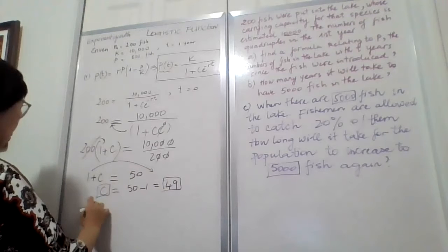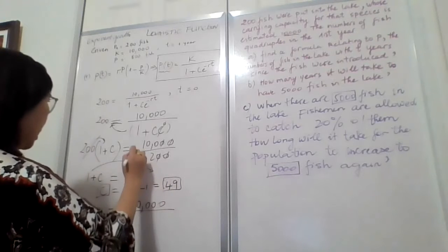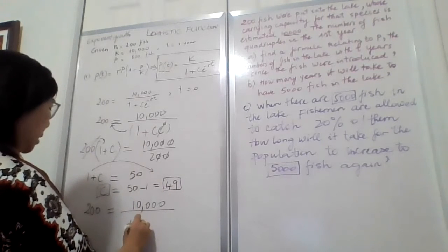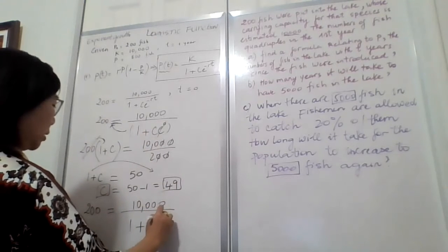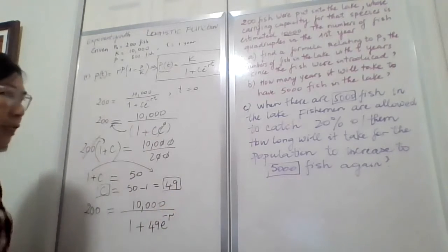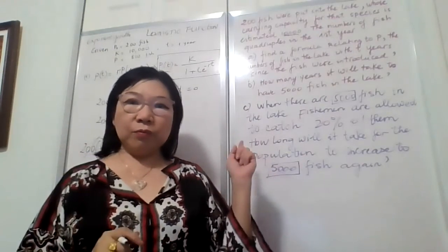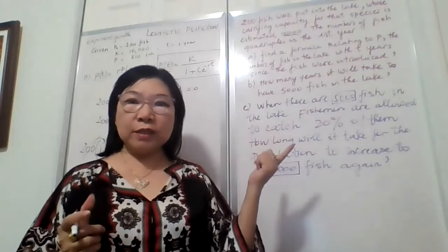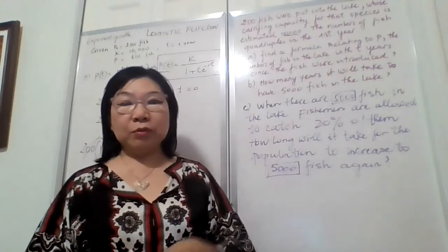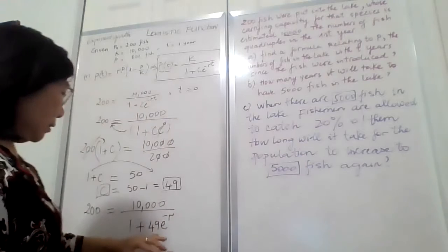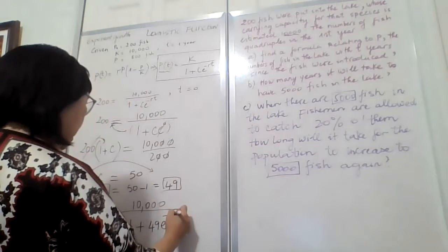Now I'm going to put it back into 200 equals 10,000 divided by 1 plus C, and we know C is 49, so I put 49 times e to the minus rt. The rate r at this moment, we still don't know, right? We solved for C, we know C, but there's another letter we don't know. So we have to do another operation. And that is the r here, the rate of growth, we don't know, right? And the t here is 0.